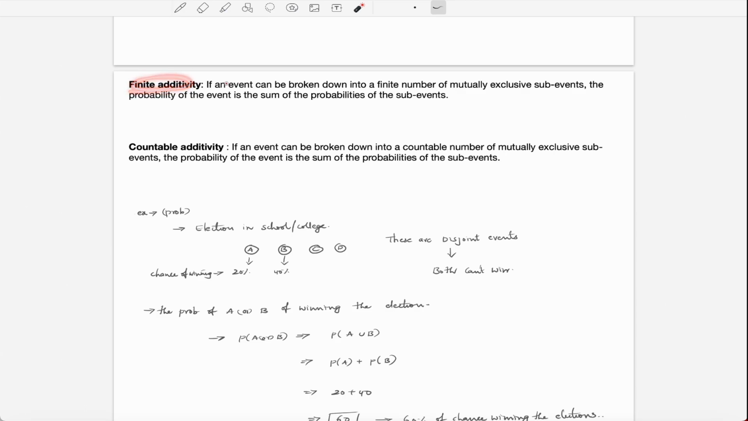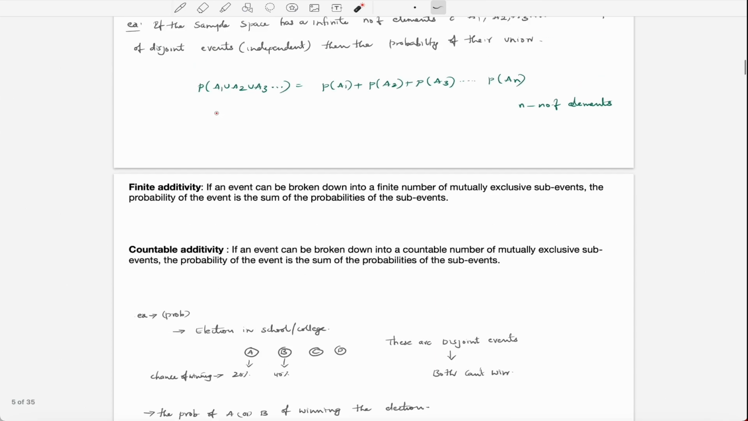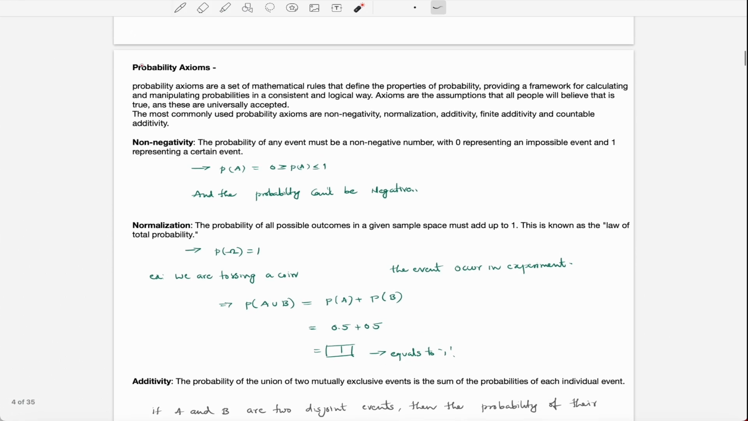So what is finite additivity? By the word you can understand, finite means that if an event can be broken down into a finite number of mutually exclusive sub-events, then the probability of the event is the sum of their probabilities. And countable means it is broken into a countable number of mutually exclusive events, like 1, 2, 3, 4, 5 and so on. I hope you have a basic intuition about all these assumptions, the probability axioms.